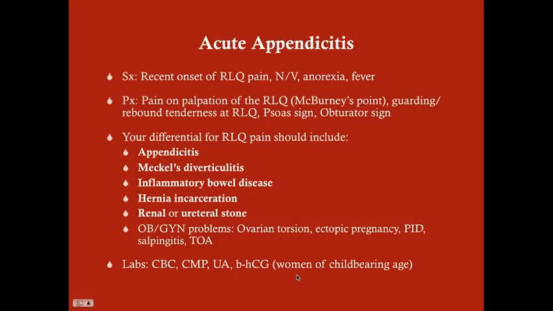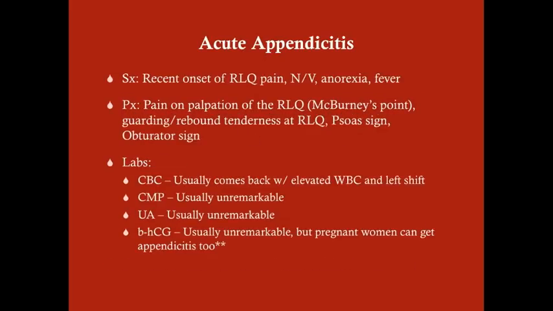You might not have to get a beta HCG in an obviously pregnant woman, but I just wanted to bring that up. And then thirdly, for management, women who are pregnant, you're going to be giving them different antibiotics. Okay, so as I mentioned, labs, CBC should come back with elevated white count and a left shift, but not necessarily if it's very early on. CMP is usually unremarkable, urinalysis is usually unremarkable, and then your beta HCG is usually unremarkable. But as I mentioned, pregnant women can get appendicitis too, and there are other things that the beta HCG may imply that can affect their management.